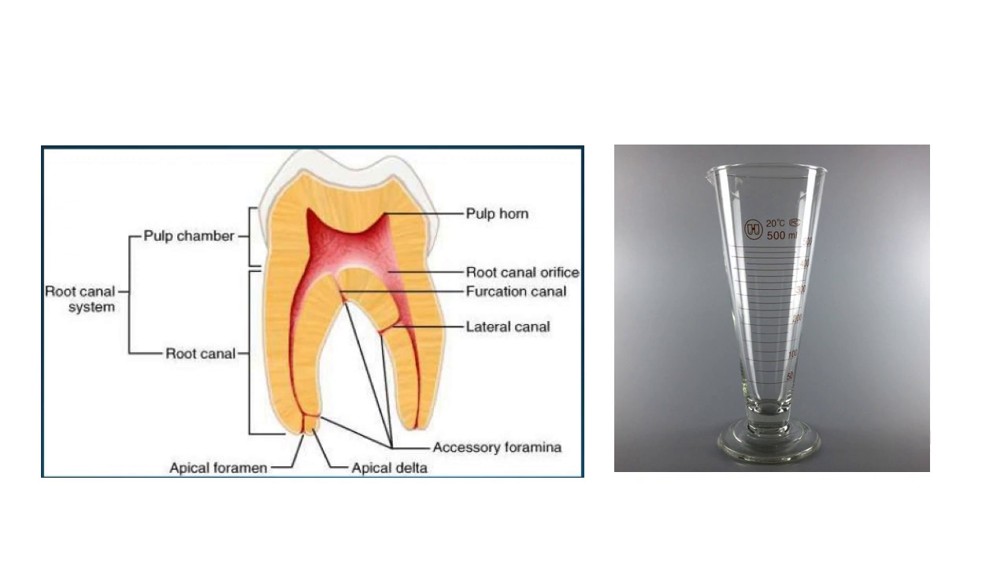However, factors such as physiologic aging, pathosis and occlusion all potentially modify its dimension through the production of secondary and tertiary dentin and cementum. The root canal system is divided into two portions: the pulp chamber, located in the anatomic crown of the tooth, and the pulp or root canals, found in the anatomic root. Other features are pulp horn, accessory, lateral and furcation canals, canal orifices, apical deltas and apical foramina.